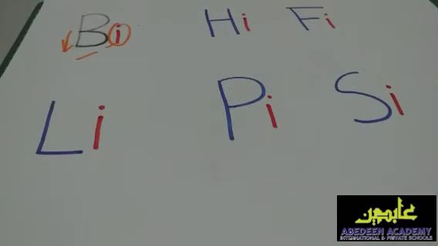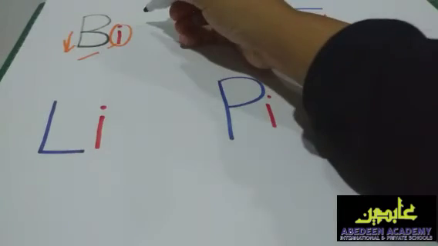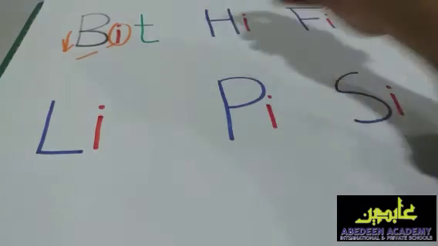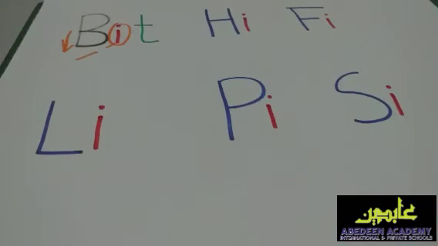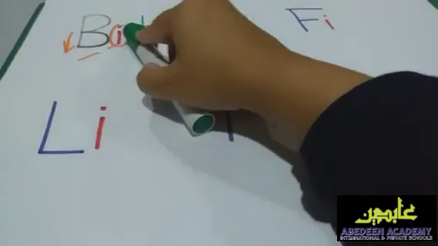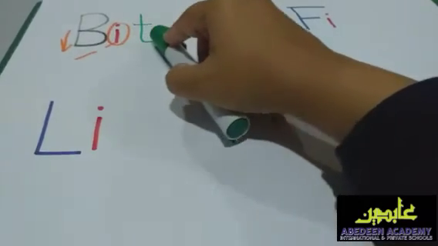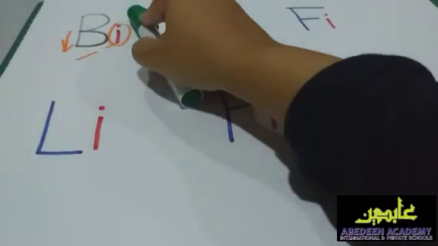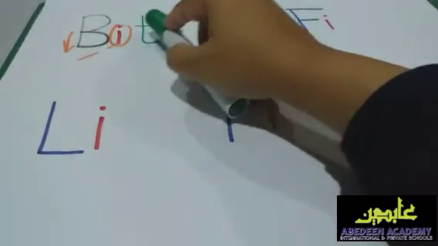Okay? Now I'm going to add one more letter to it, so that it will form a word. Now I'm going to put the letter T. Okay? I put the letter T. So when B and I is there, you say Bi and then T. Bi, T. Bit. Okay? You can read it downwards.